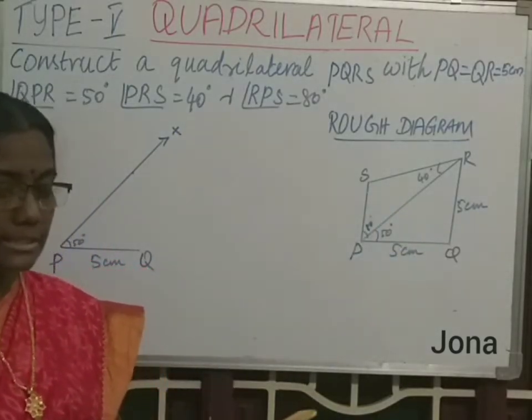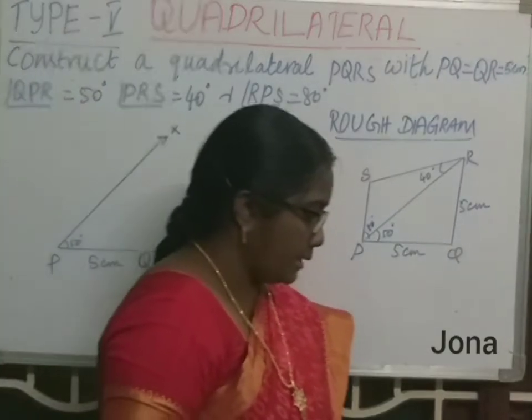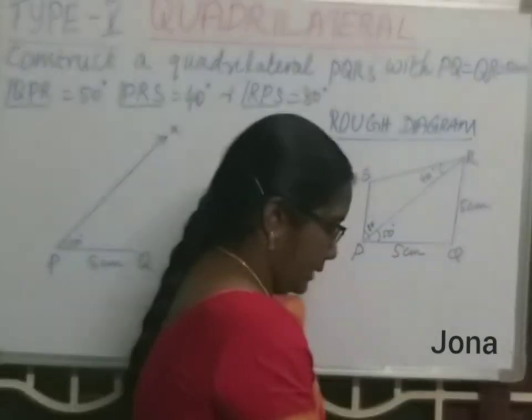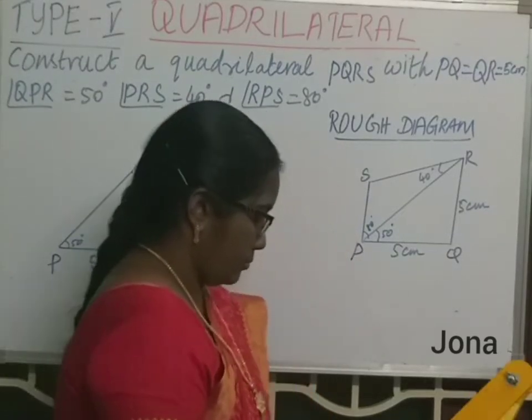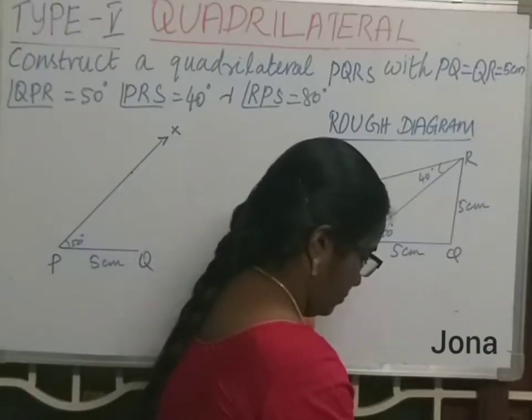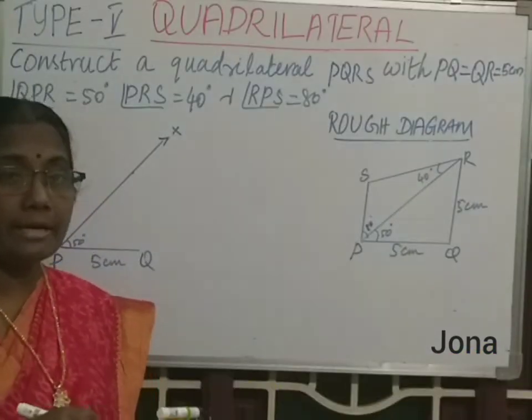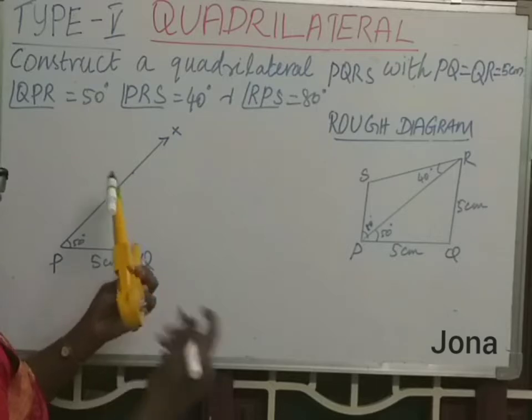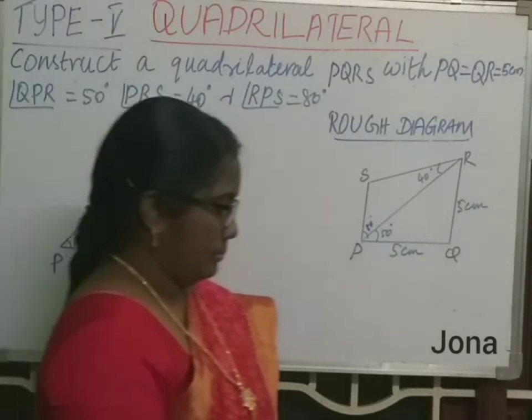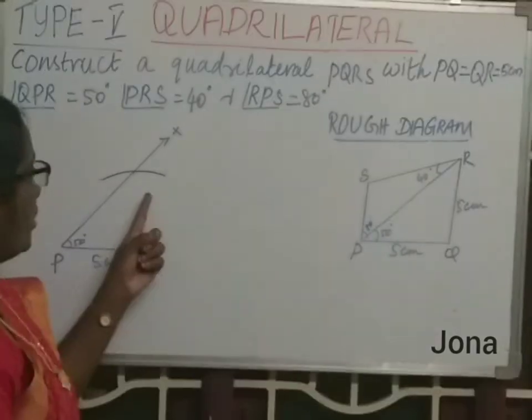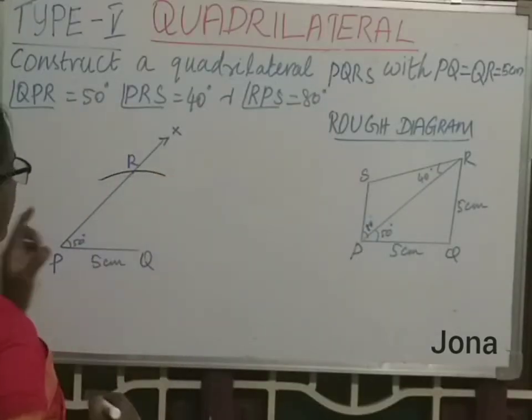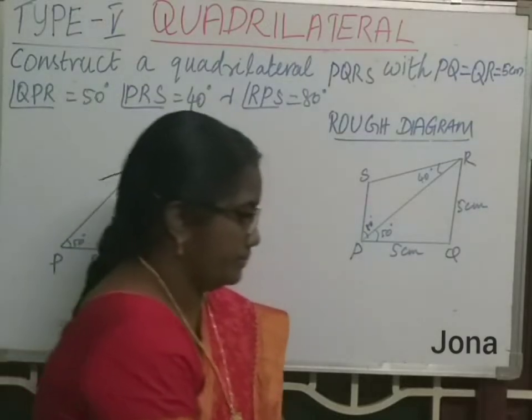And then here QR is 5 centimeter. Our intention is to draw a triangle first. So by the use of compass I can take the 5 centimeter from Q. Okay. Now I got this point as R here and then I want to join RQ. This is 5 centimeter.